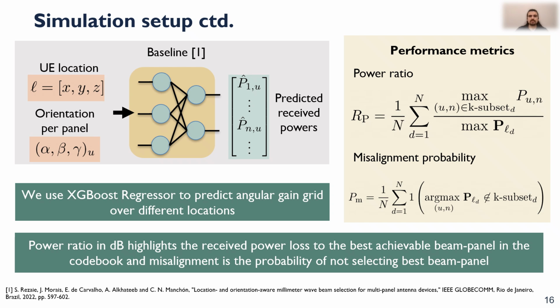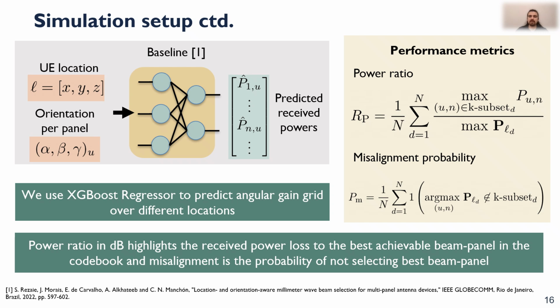In the simulations, we use the baseline from the paper cited below. And the baseline simply works as follows. There is a black box model that takes the location and orientation per panel and predicts the receive powers for each beam for that panel. And for our method, we use an XGBoost regressor to predict the angular power grid over different locations.